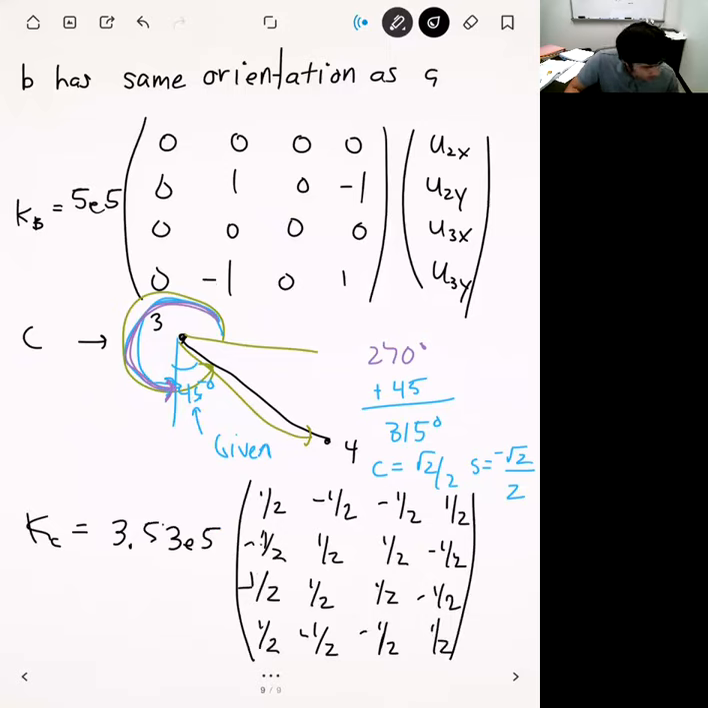Okay. All right. And so this is going to be working on nodes 3 and 4. Okay. And so this is going to be U3x, U3y, U4x, U4y. Okay, so that's element C. Okay. And now we have element D. And so element D is our spring. Okay. Right. So element D looks like this.